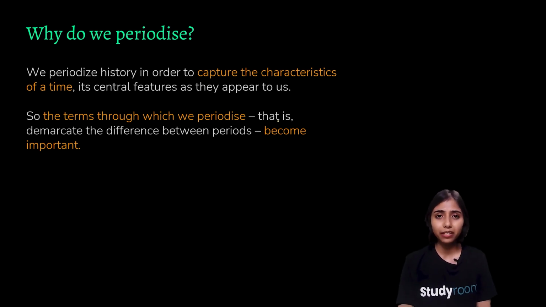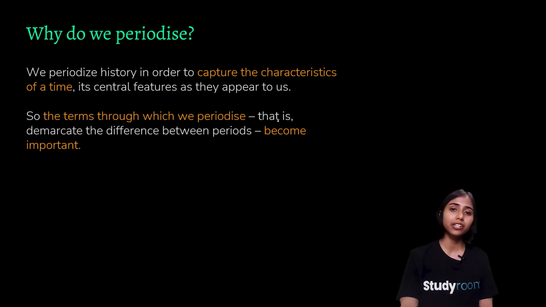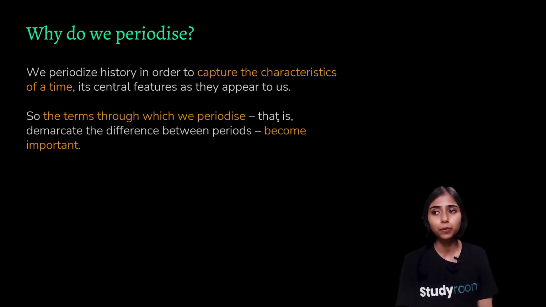Like we periodize between ancient, medieval, and modern history. Why is it important for us to periodize these periods? Because it is important for us to recognize the characteristics that happened in ancient, medieval, and modern history. In ancient history, we were more interested in how crops were grown and what crops were grown, what were the areas which were developed, what areas had regular water supply, and what kingdoms grew during that time.